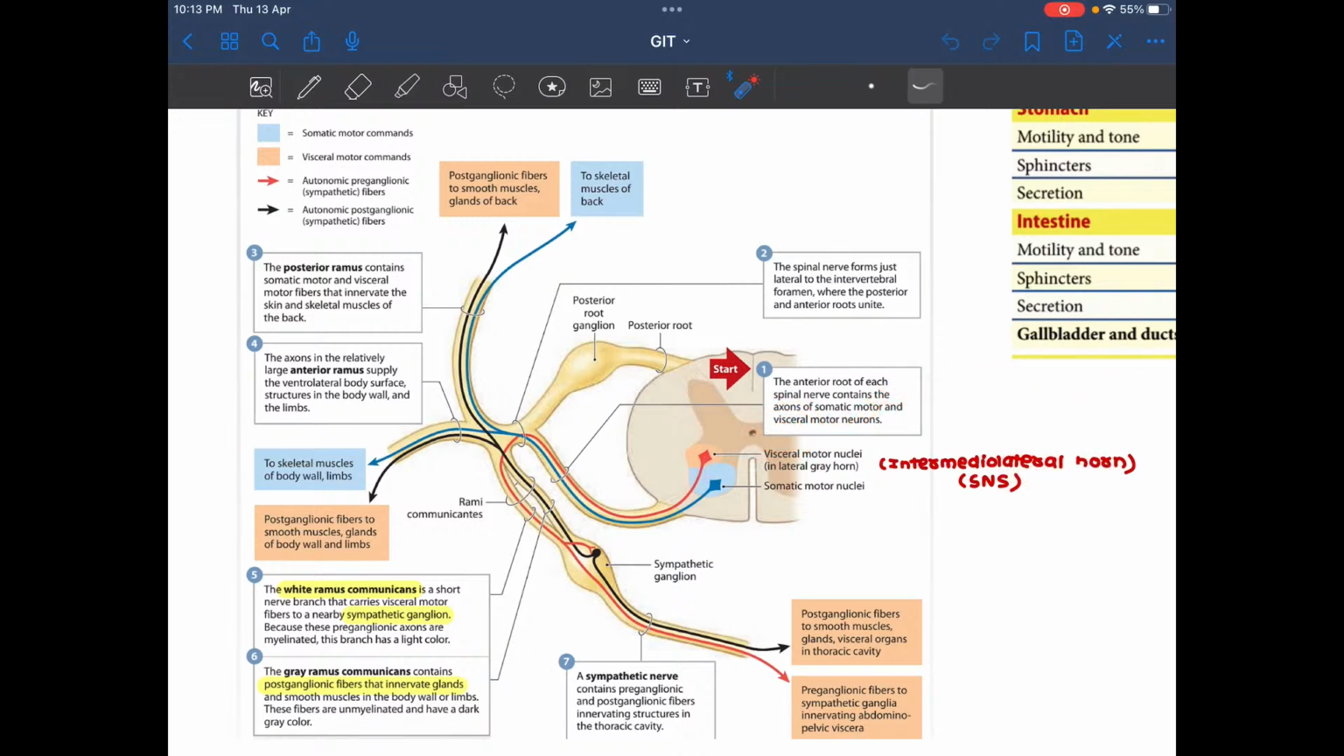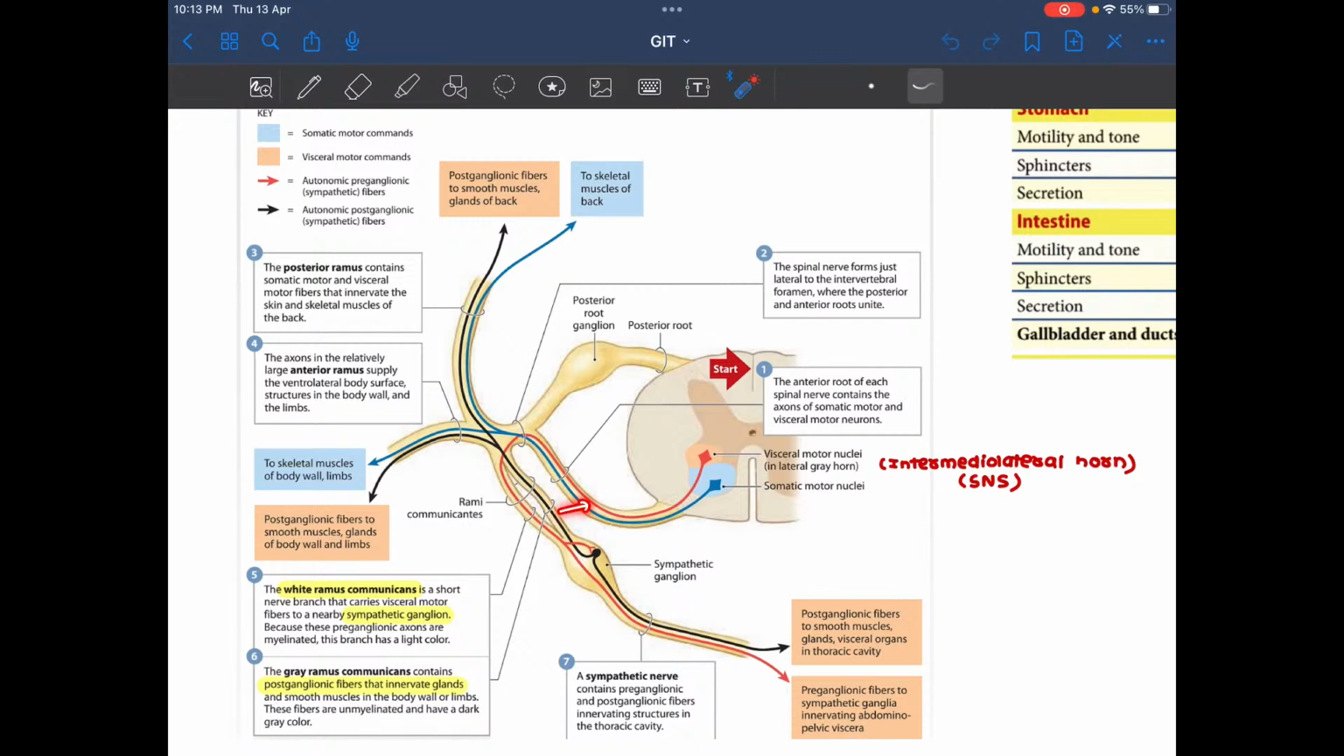Now where do they go? I want you to tell something about the rami communicantes. These preganglionic sympathetic nerve fibers have to reach here. What is this? This is the sympathetic ganglia. The preganglionic sympathetic fibers are carried into the anterior root of the spinal nerve. It enters the spinal nerve now, and we have something known as the white ramus communicans. This white ramus communicans is that portion of the structure which is carrying the preganglionic sympathetic nerve fibers to the sympathetic ganglia.